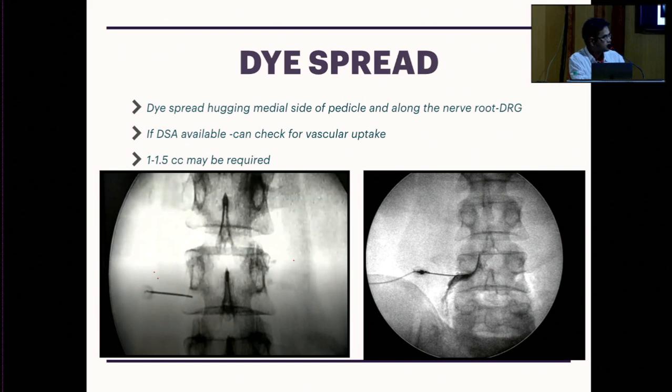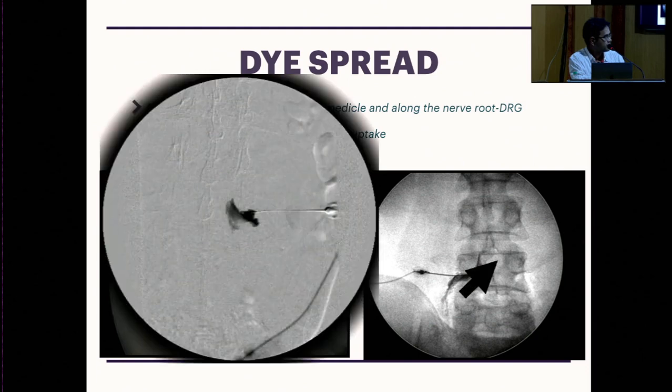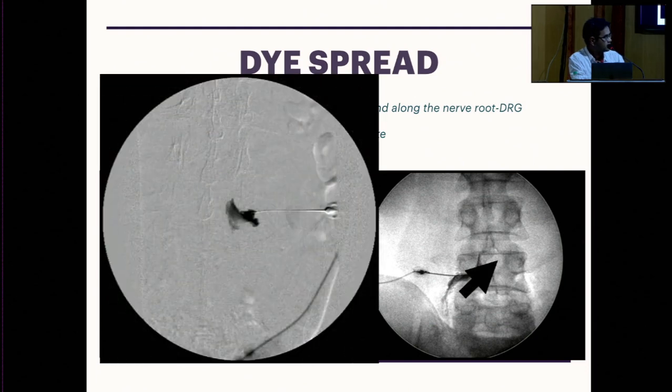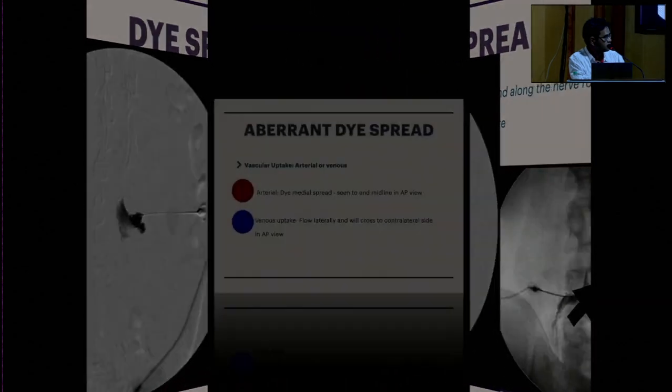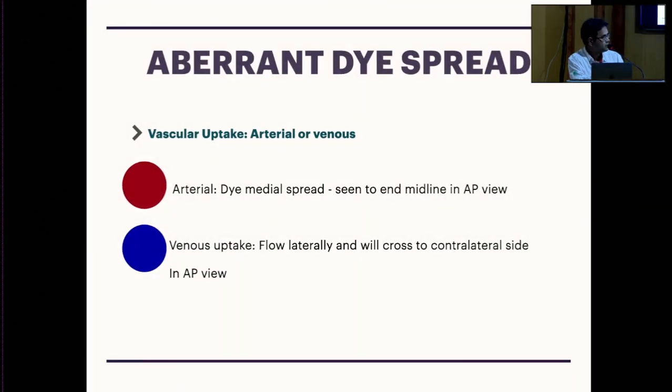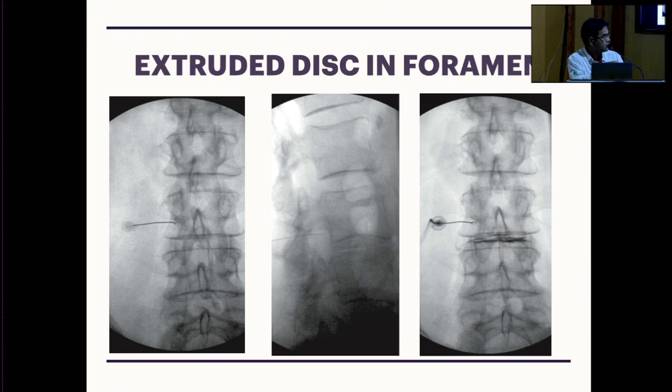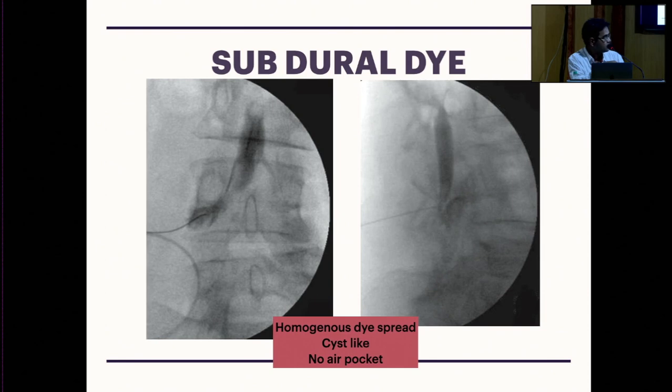Is there any other spread? You have to be careful, obviously, because in this case DSA is there, so you can see around the medial side of the pedicle this drug is spread. There might be some aberrant spread also, suppose an arterial spread or a venous spread. In this case, if you see the drug is midline in the AP view, like this, this is the arterial spread. Sometimes if you are doing an extradural injection and a disc is there in the foramen, you can see a picture like this. That means there is significant disc material that has been extruded in this case, and the dye spread is going to the disc also. So this type of spread sometimes you can see also.